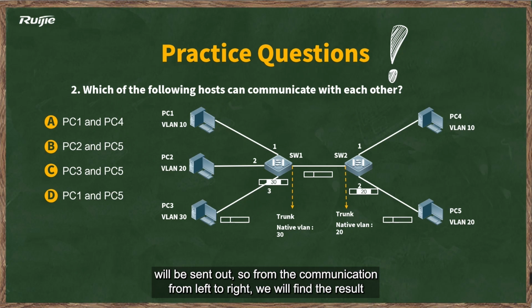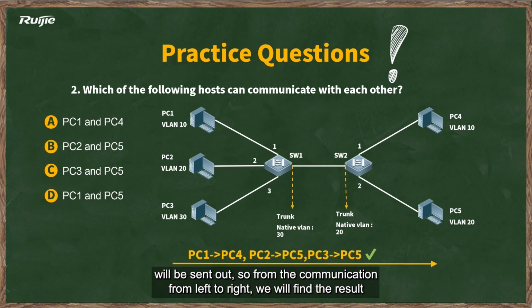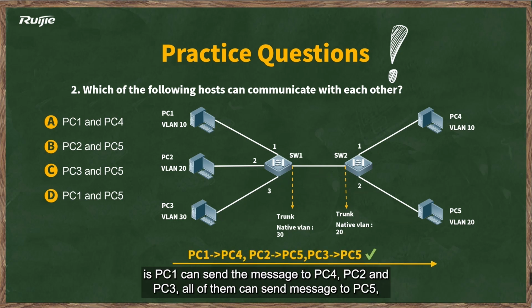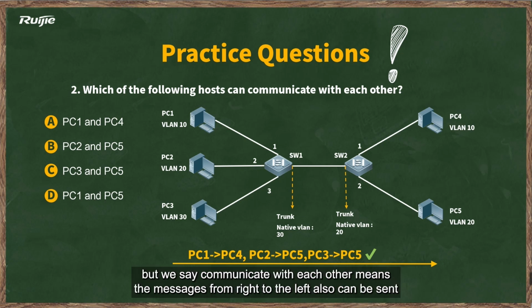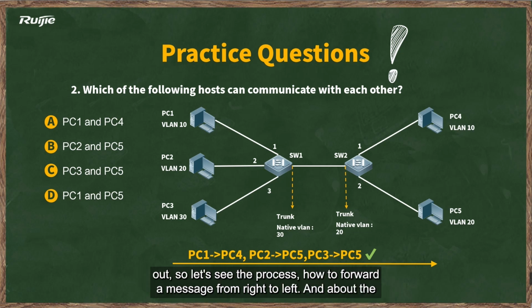So from the communication from left to right, we find the result is that PC1 can send messages to PC4, and PC2 and PC3 can both send messages to PC5. But communicating with each other means messages from right to left can also be sent out. So let's see how to forward the message from right to left.